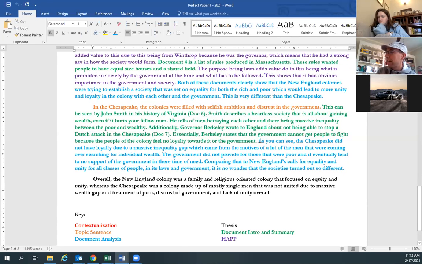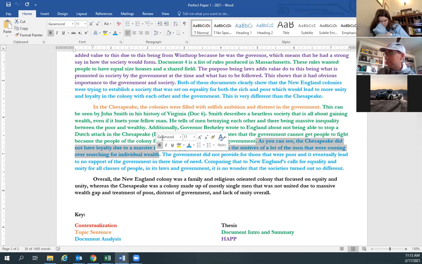And then when I do my analysis for these documents, I make sure to refer back to the analysis previously so that now I can argue them all together. So as you can see, the Chesapeake did not have loyalty due to a massive inequality gap, which came from motivations of a lot of men coming over searching for individual wealth. That's covering documents 6 and 7. The government did not provide for those that were poor and eventually led to no support of the government in their time of need.